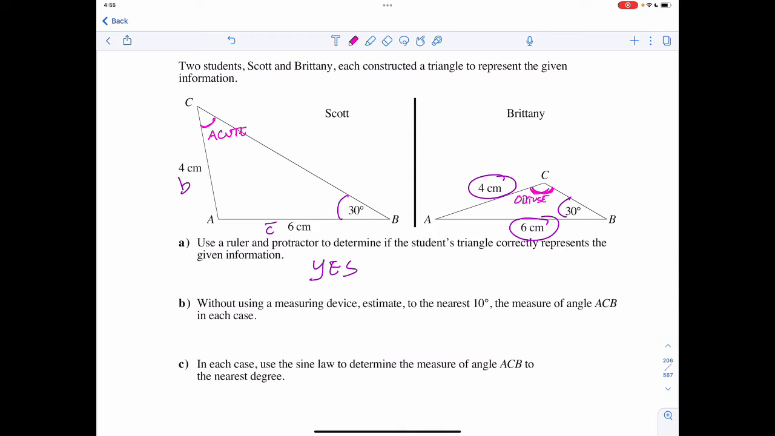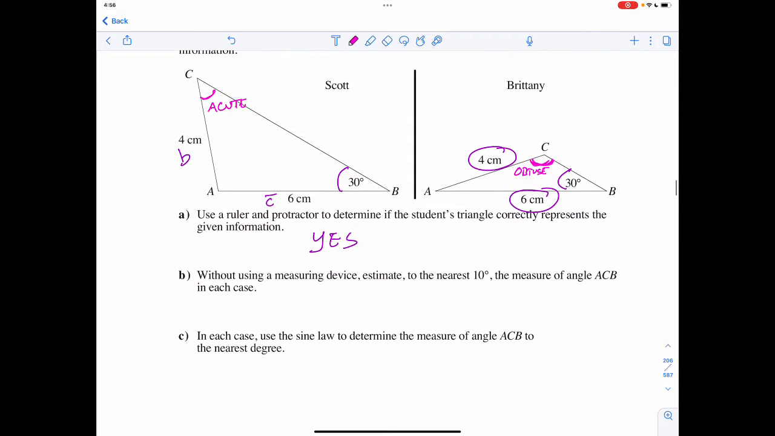It doesn't mean the rest of their information didn't match. It does. But in Scott's case, angle A was obtuse and angle C was acute. In Brittany's case, angle C is obtuse and angle A is acute. And the rest of their information matches perfectly. So, when it says, without using a measuring device, estimate to the nearest 10 degrees the angle of ACB, well, with Scott, it's going to be about 50 degrees. With Brittany, it's going to be about 130 degrees. Now, I would never ask you to estimate like this on a test. I would just ask you to use sine law, cosine law, or whatever in order to actually solve the lengths.